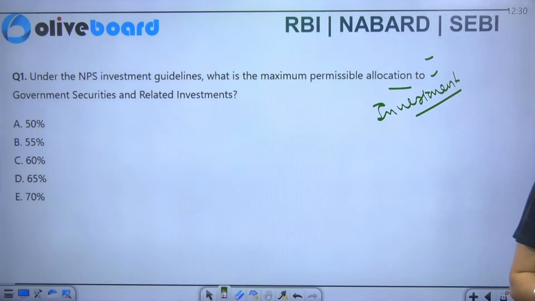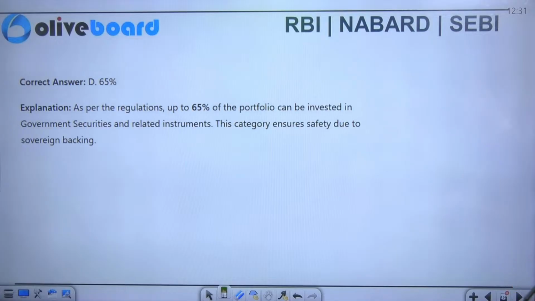Any individual who wants to answer? Alpha, Tithi, Ashish. Ashish says 75. Okay. What about other individuals? Alright. So the correct answer is 65. As per the regulations, up to 65%.